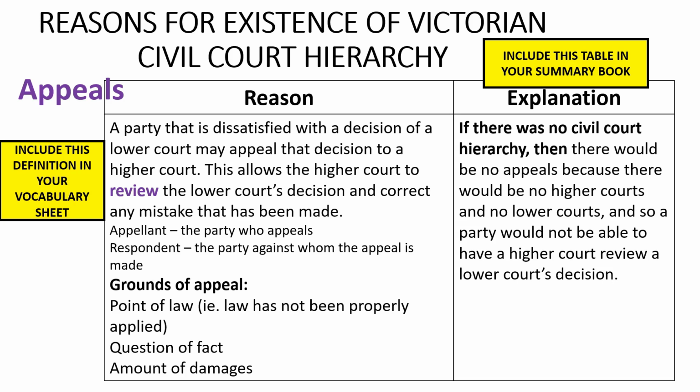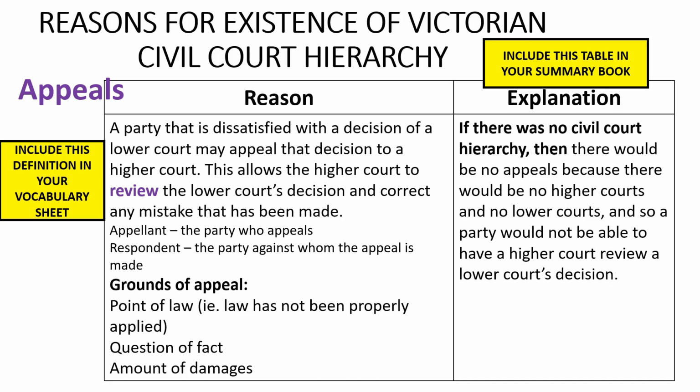Now, in the diagram that you've already included in your summary books, you have a number of examples of appeals in the Victorian civil court hierarchy. First, a party can appeal a decision of the magistrates' court to the trial division, or a decision of the county court or trial division to the Court of Appeal on a point of law, that is, where the party believes that the lower court has made an error of law or has misapplied the law.